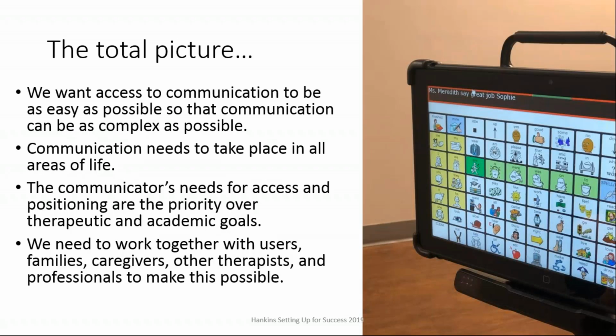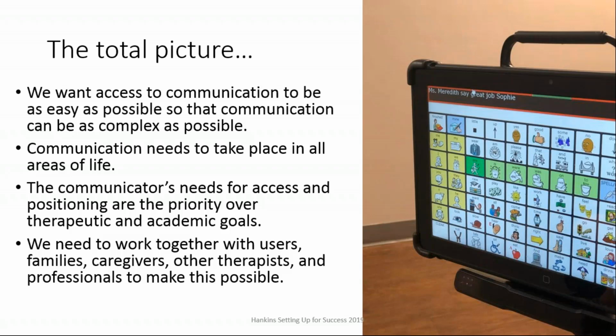So here's the total picture. We want access to communication to be as easy as possible so that communication can be as complex as possible. Communication needs to take place in all areas of our life. So at home, out in the community, at school, at work, all of those places that are important to us for connection. That communicator's needs for access and positioning are the priority over therapeutic and academic goals.